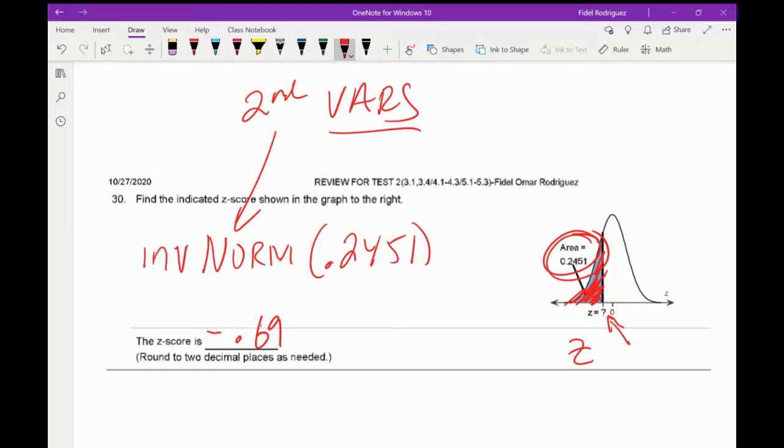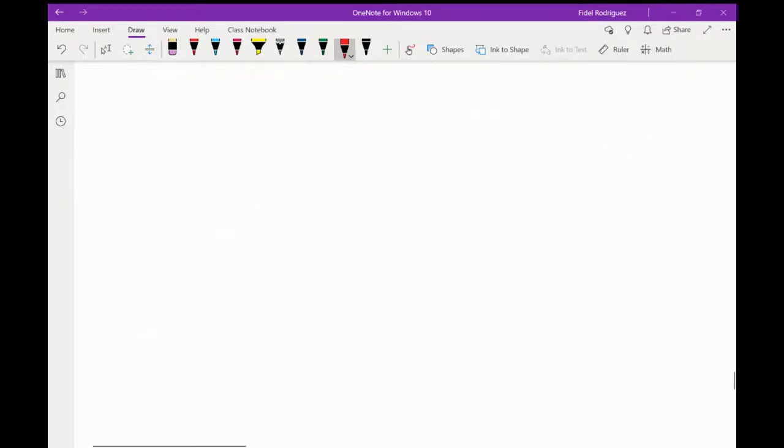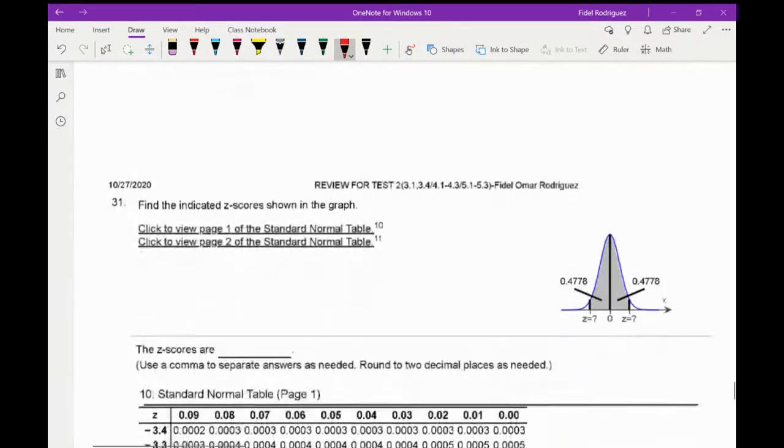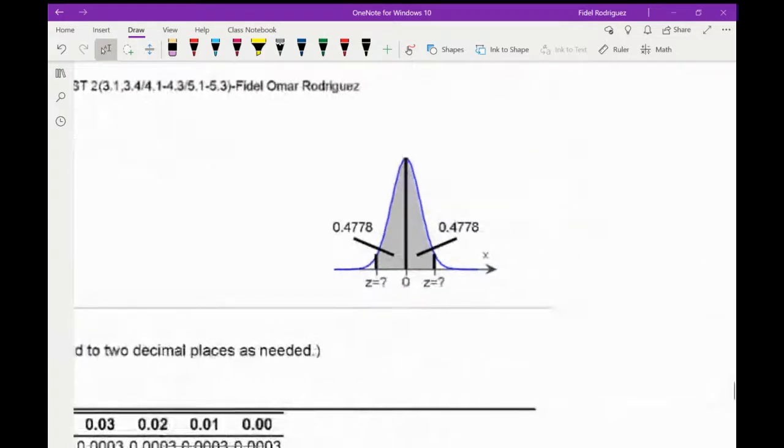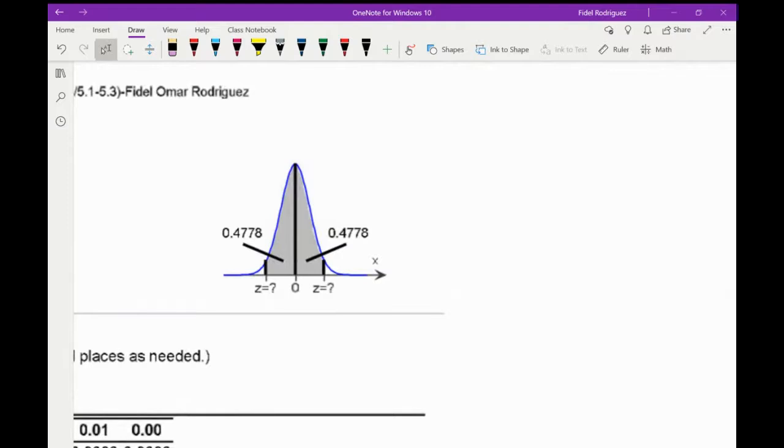Okay, let me keep going. We have a couple more. Guys, let's see if we can figure out how to do this one. This one's a little bit more complex, I would say. Think about the area under this curve. Isn't the area under the curve going to be equal to 1? Everybody agree with that? The area under the whole thing is going to be 1.